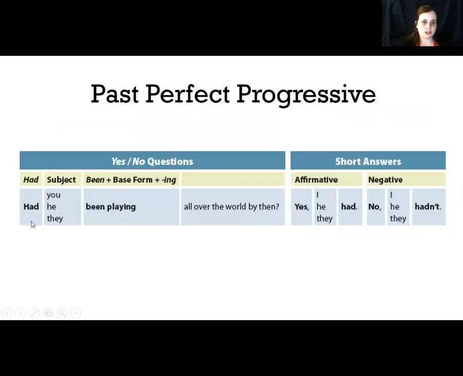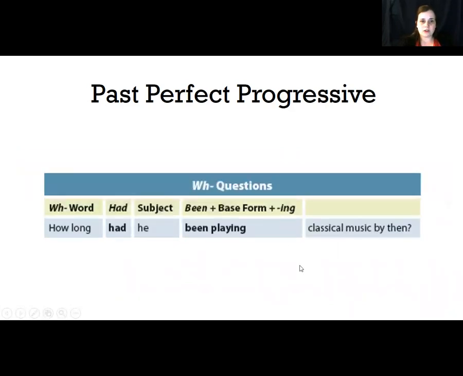The yes/no questions, you start with had, the subject, and then been, plus the base form plus ing. So, had you been playing all over the world by then? Say, yes, I had, or no, I hadn't. Then you have your WH questions. How long had he been playing? Same thing, been plus the base form plus ing. How long had he been playing classical music by then?